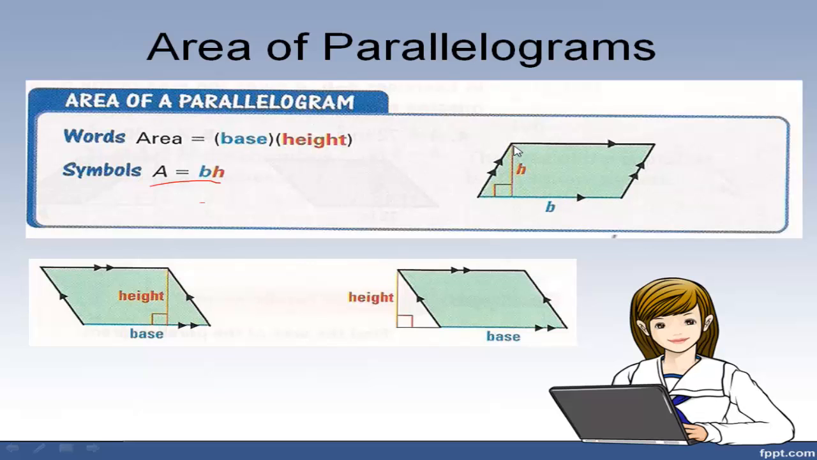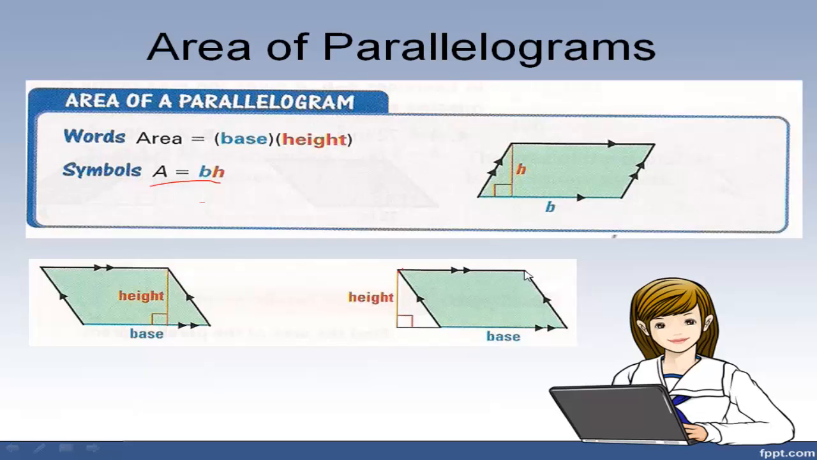Height is considered the segment that goes from one vertex of the parallelogram to the opposite side, and it's perpendicular to that opposite side. So this would be the height. Notice in these two figures that I can measure the height inside of the parallelogram, or I can also do it outside of the parallelogram. It's the same thing. If I extend the base like they did here, and I draw a segment from this vertex perpendicular to that extended base, this is also considered the height.